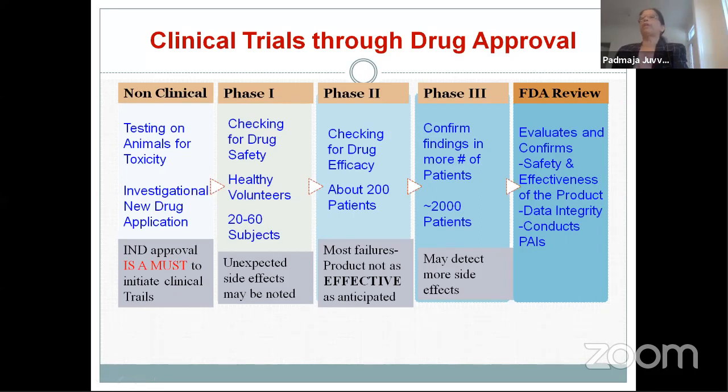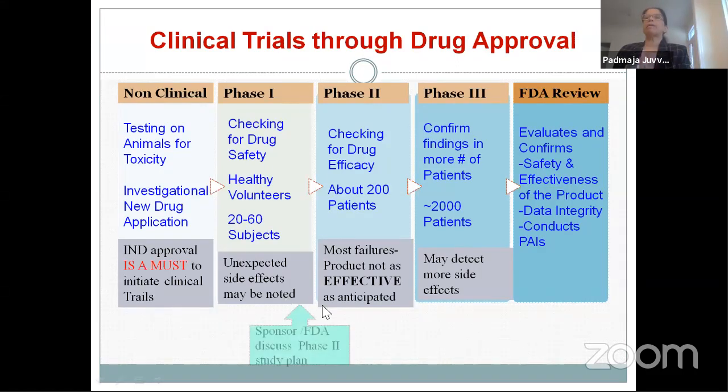So here we check the drug for safety, and these are all healthy volunteers. The number of healthy volunteers could differ, 20 to 60 subjects. And within the phase 1 also, the sponsor plans to do phase 1A and 1B. In 1A, the sponsor gives the product only as a single dose for a particular number of healthy volunteers. And then for the 1B, they give multiple doses, and also they do ascending dose escalation. And here we could find some unexpected side effects during the phase 1 trials.